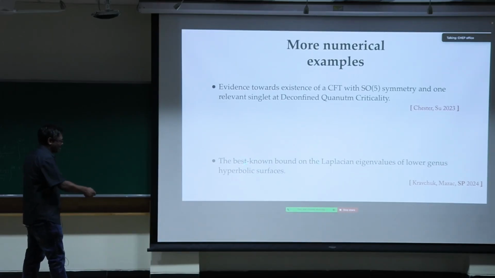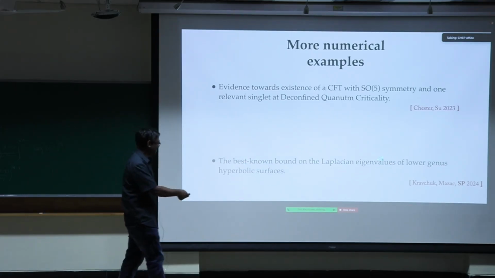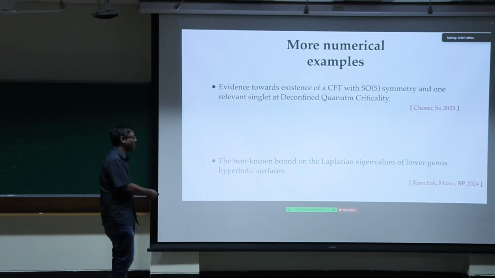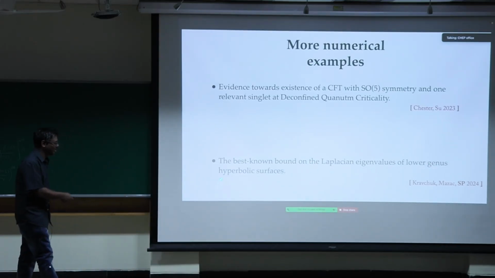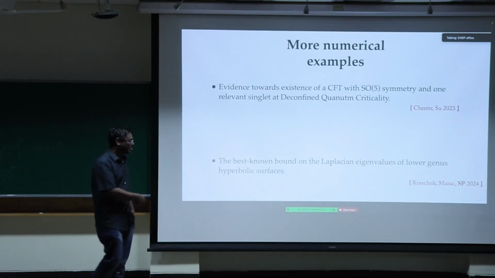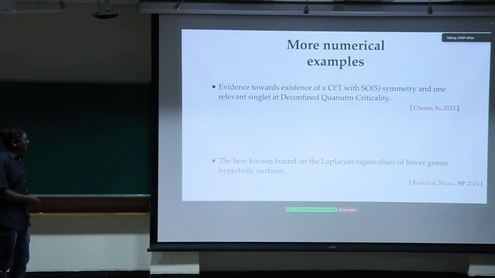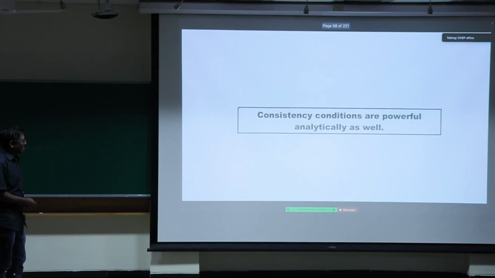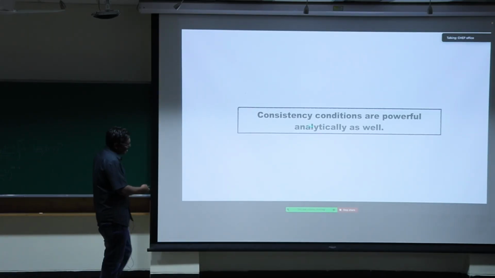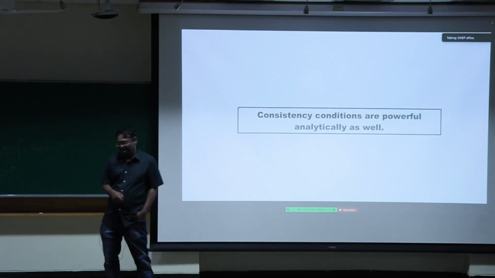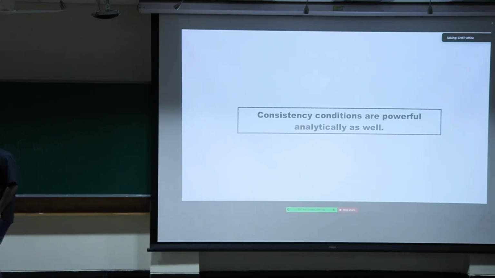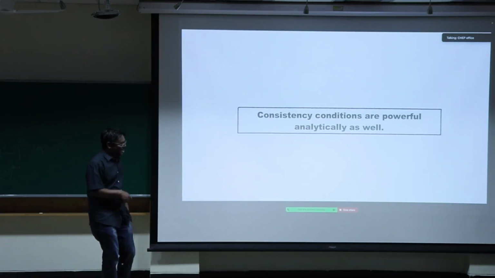Of course, I also see this as a monument of the success of conformal bootstrap. The best known bound on the Laplacian eigenvalues of lower genus hyperbolic surfaces comes from our result using the conformal bootstrap program. So far I told you about the numerics, but the point is the consistency conditions are also powerful analytically. So for the rest of the talk, I will mostly focus on various analytic results. How much time do I have?